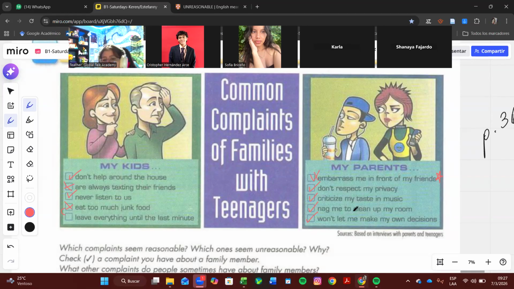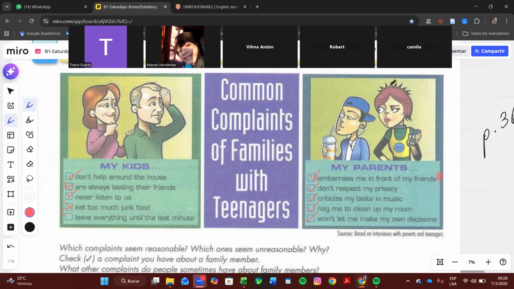Now, nagging me to clean up my room, I would say it's good, because sometimes we forget it, or teenagers forget it. So it depends. And the last one, I would say it's important to let teenagers make their own decisions, right? Even though they're young, as I mentioned before, they have to learn how to make them, for them to apply in their daily life or in their future.